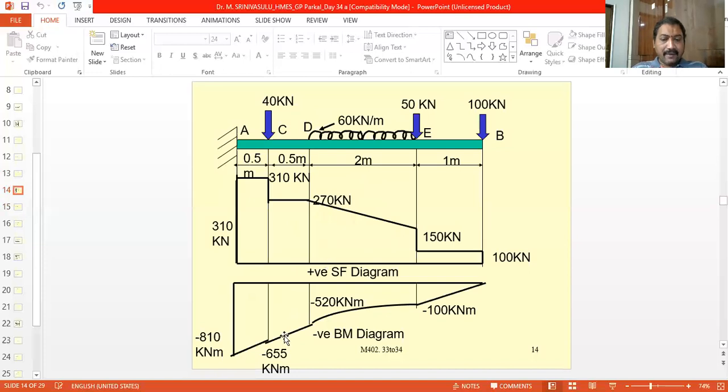So now already we have taken the zero line, so it is here, it is equal to 100, and here this is equal to 150, and here it is equal to 270, and here it is equal to how much? 270, then it is equal to 310 here. This is the point, and here also 310. Now the joining is very important.